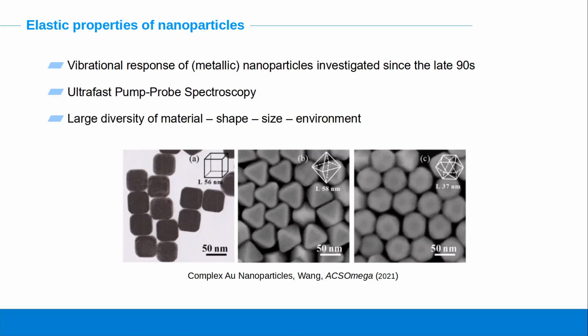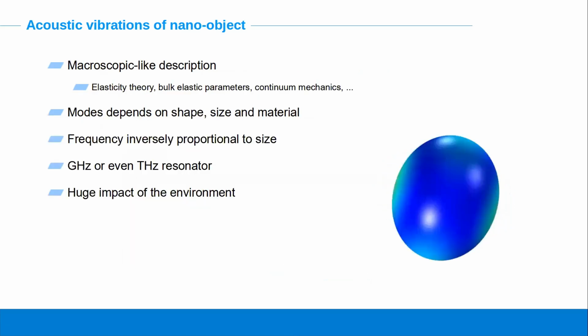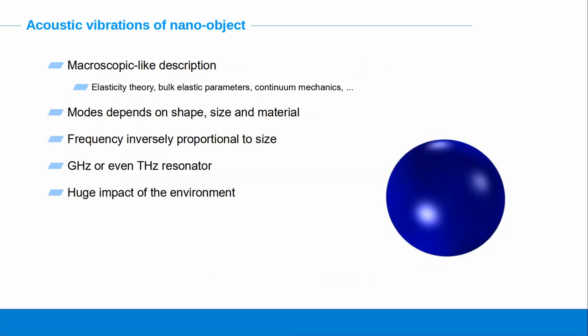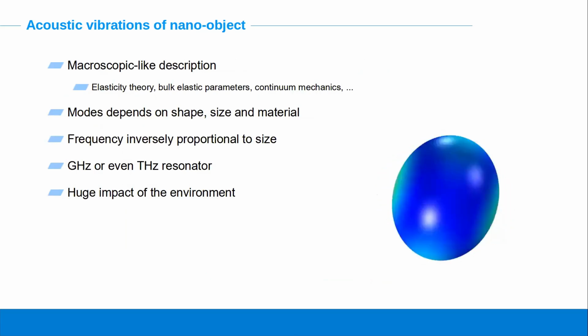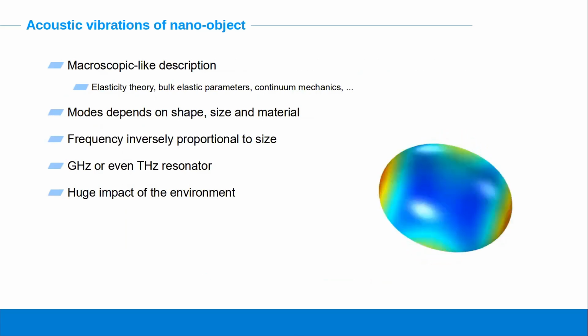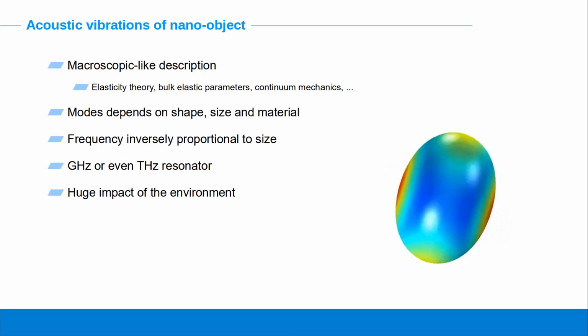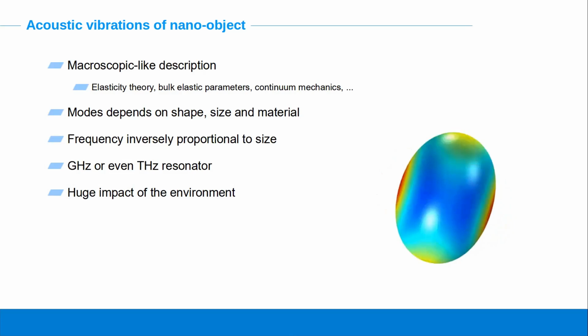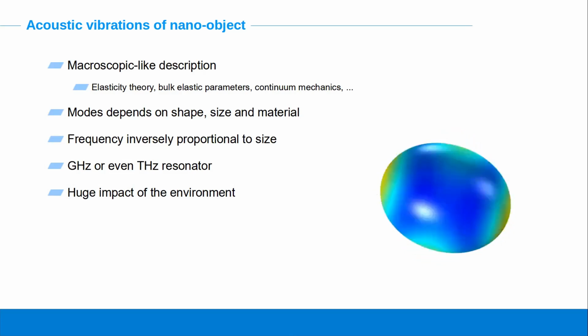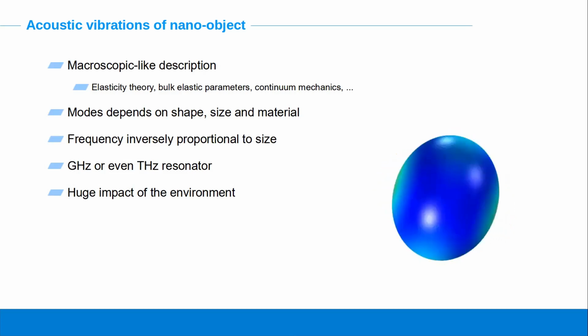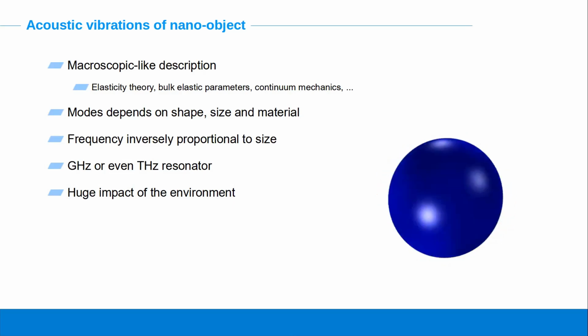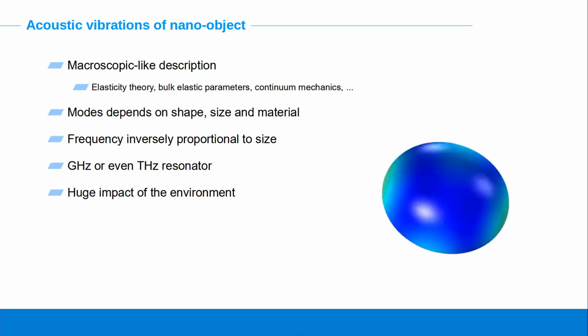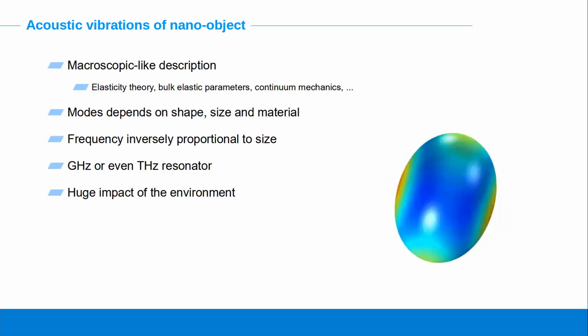And one of the interesting things about this kind of nano-object is that you can describe them with a macroscopic-like description. So basically, if I show you this model shape, if I don't give you the frequency, you are unable to determine if it's a gold nanoparticle, a basketball, or the Earth. And so we can use macroscopic-like theory and continuum mechanics down to around 1 nanometer.